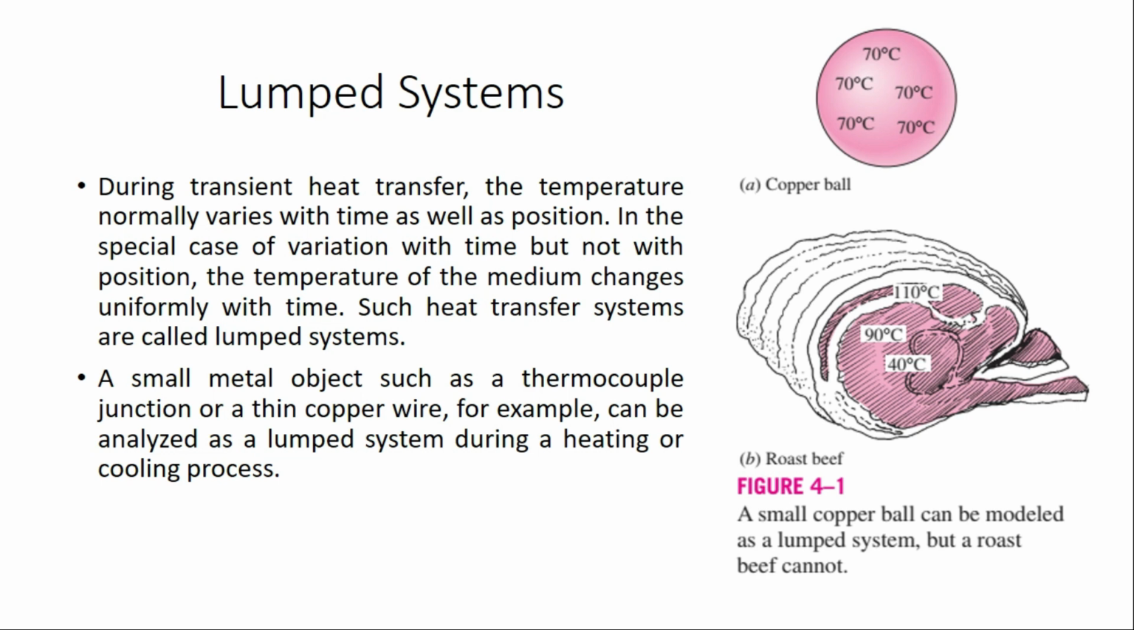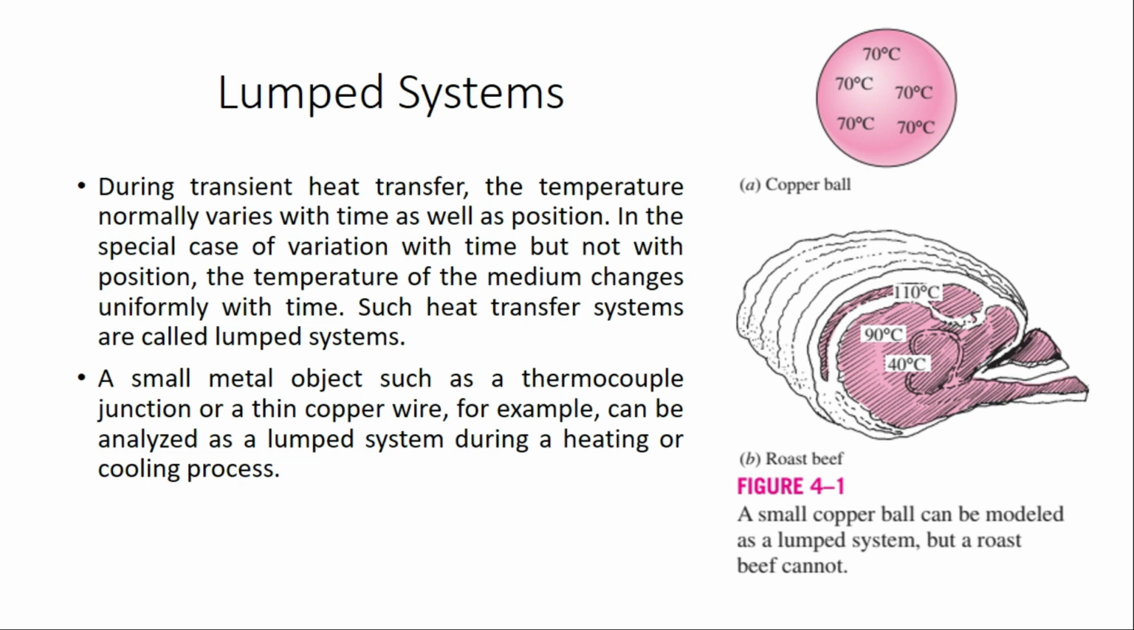Consider a small hot copper ball coming out of the oven. As you can see in this diagram, measurement indicates that the temperature of the copper ball changes with time, but it does not change much with position at any given time. Thus, the temperature of the ball remains uniform at all times, and we can talk about the temperature of the ball with no reference to a specific location.